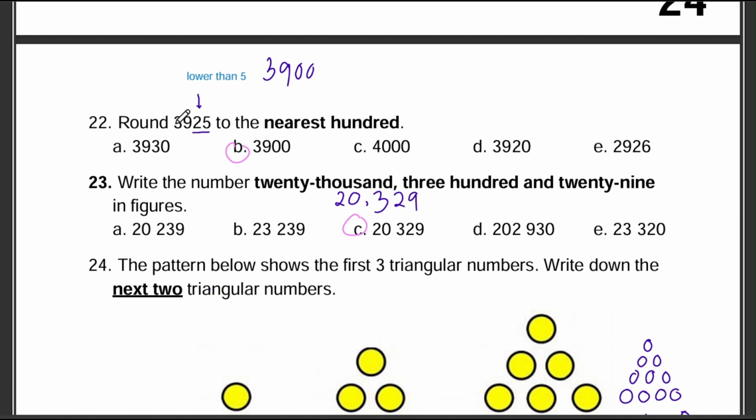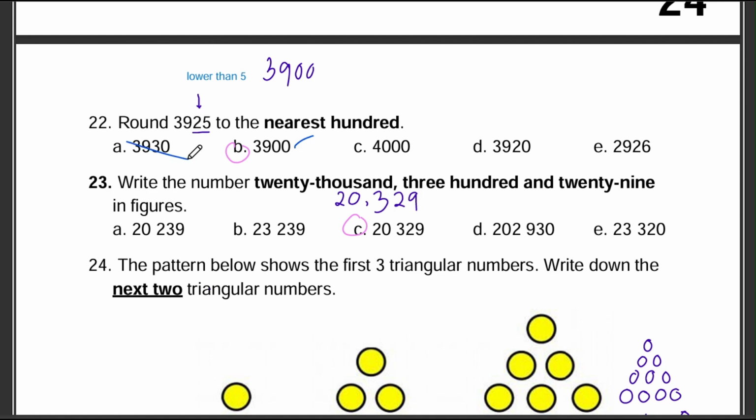Question 22. Round 3,925 to the nearest hundred. A. 3,930. B. 3,900. C. 4,000. D. 3,920. E. 2,926. The correct answer is B, which is 3,900. 3,925 rounded to the nearest hundred is 3,900 because the tens digit, which is 2, is less than 5, so we round down.